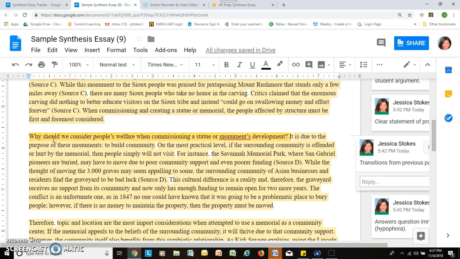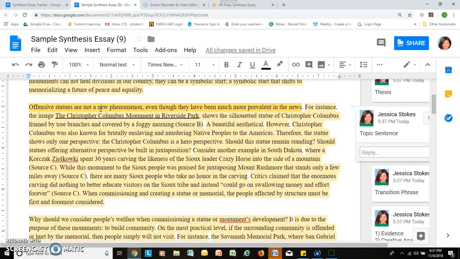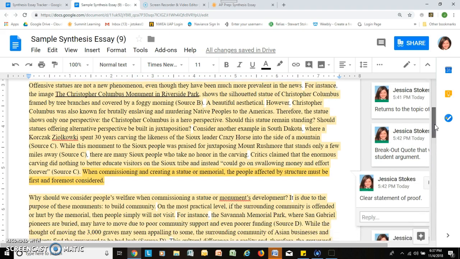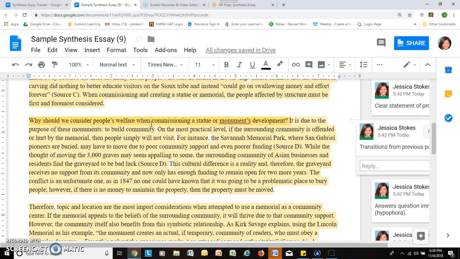This paragraph is then going to deal with why we should consider people's welfare. What are the negative outcomes if we don't? And so we see a clear connection where it's transitioning to show how this paragraph is going to build upon this paragraph. And I'll restate it one more time for clarity. So while this paragraph talks about how statues can be problematic and concludes that we must consider how these problematic statues and memorials will affect people, this paragraph now talks about why what's been proven is important.